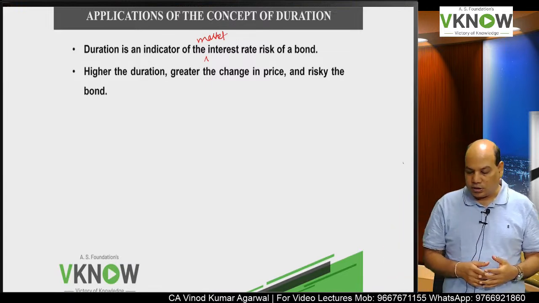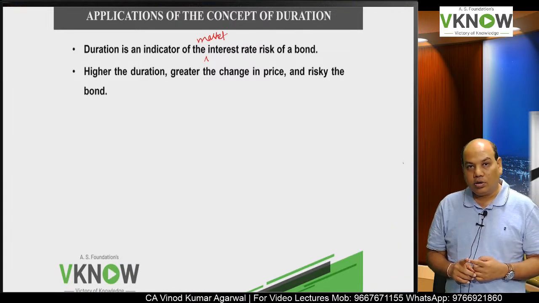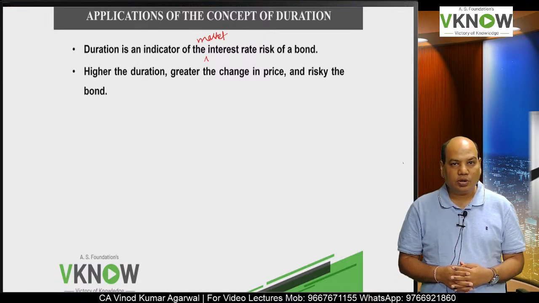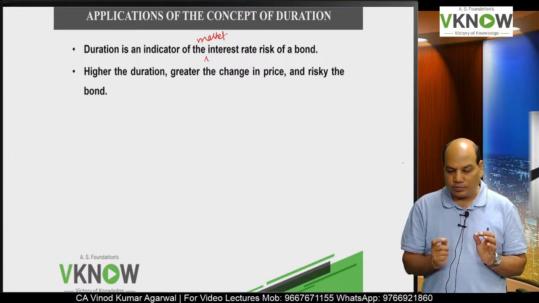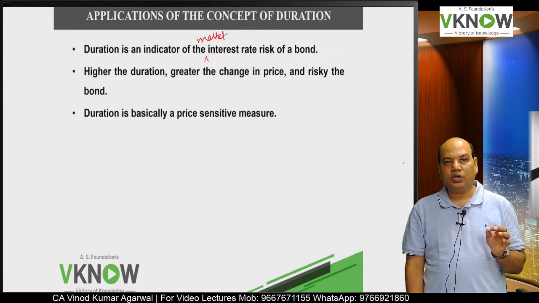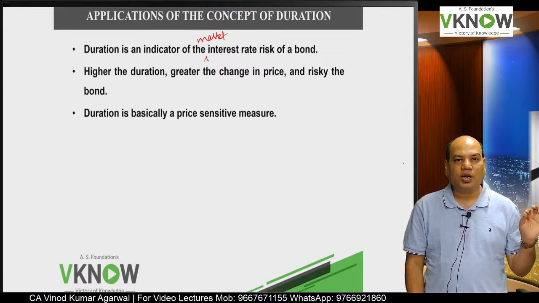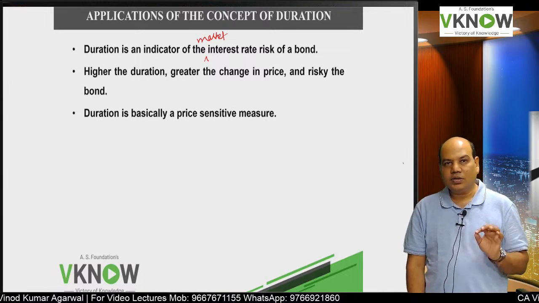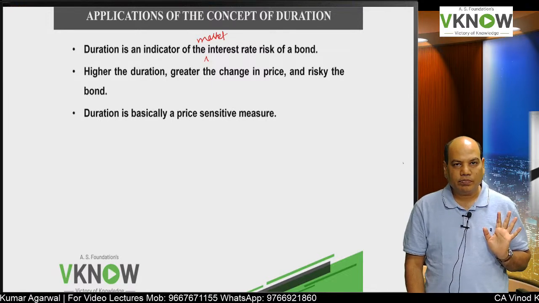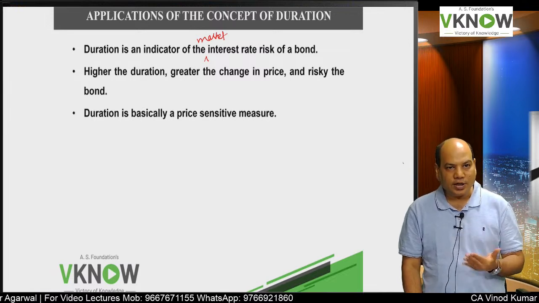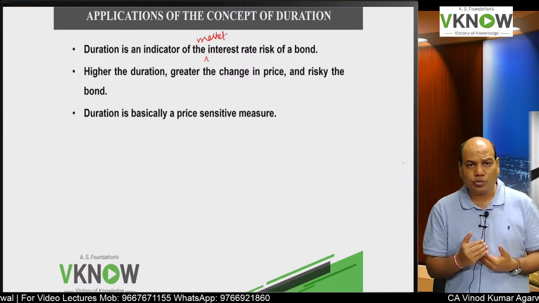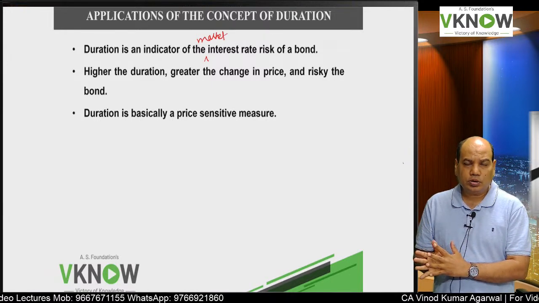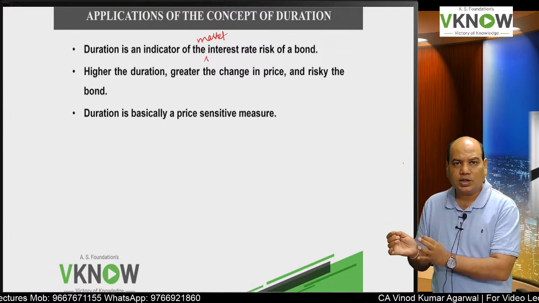Okay. So the second line says, higher the duration, greater will be the change in the price and riskier the bond. So for the same change in YTM, the bond with higher duration will find higher price sensitivity. So duration is basically a price sensitive measure. Duration measures, as we will see ahead, duration will help us to calculate by what percentage the bond price will change if yield changes by a certain percentage.